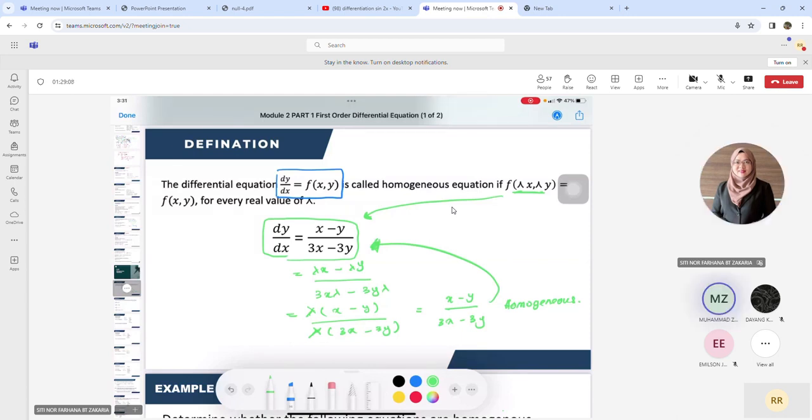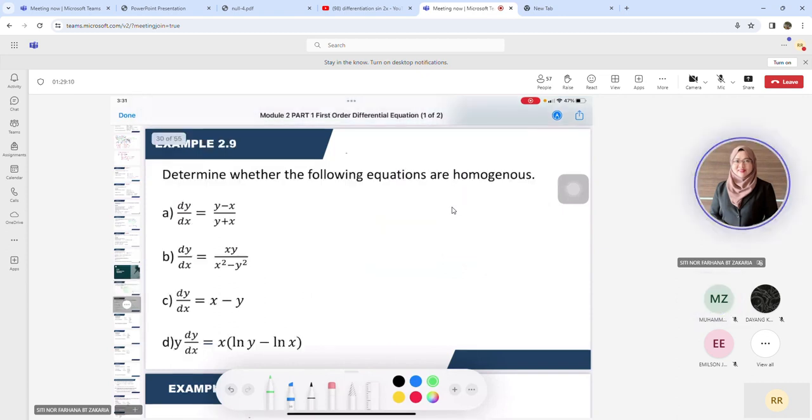Yes, Doctor. Okay. Let's see example 2.9a. Determine whether the following equations are homogeneous. So, you need to determine whether these four equations are homogeneous or not.